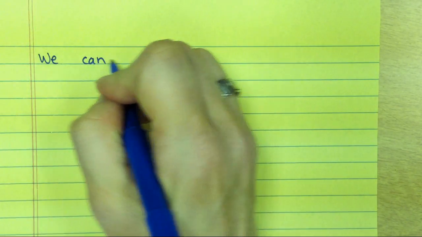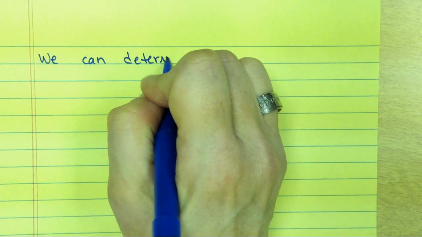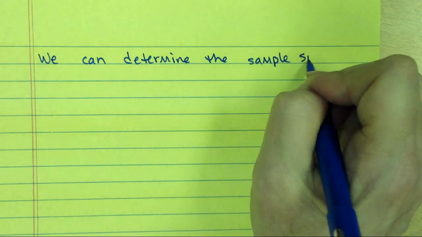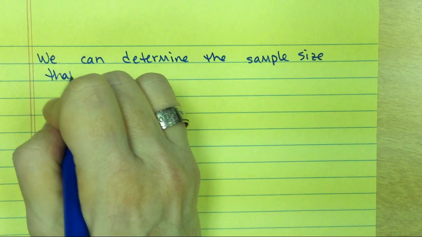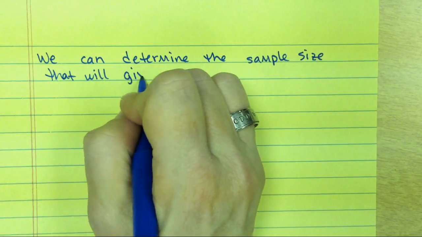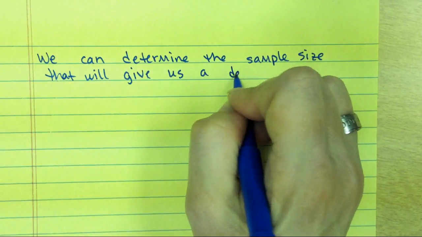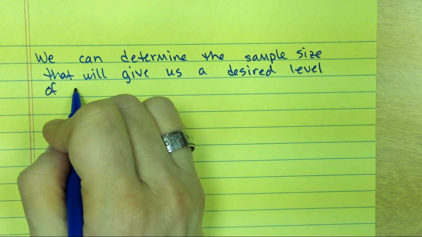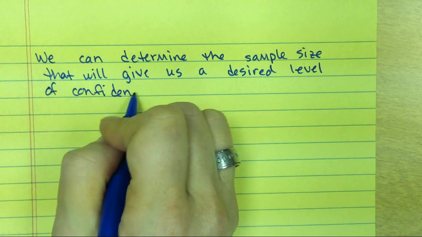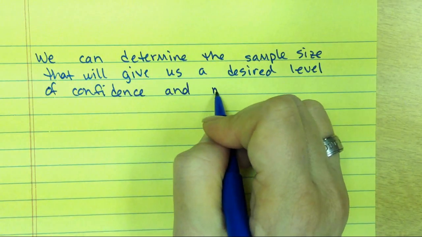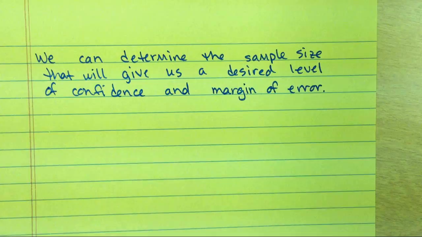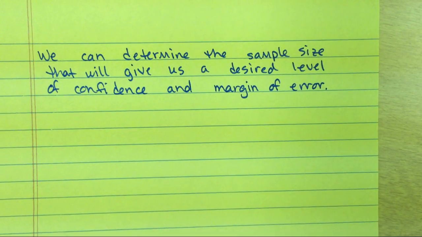So what we can do is determine the sample size that will give us a desired level of confidence. So we get to decide how confident we want to be, and margin of error. So there's actually a formula for that.